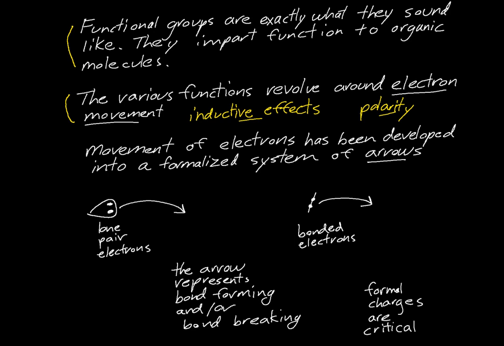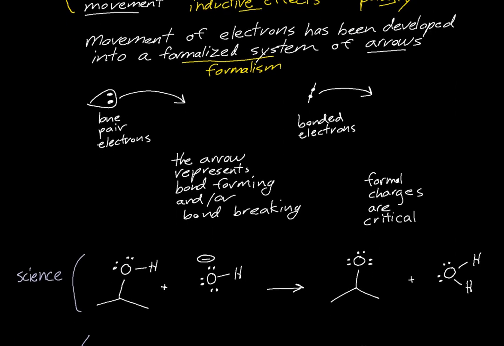The movement of electrons, which is used to predict reactivity and activity, is developed into what we call a formalized system, or formalism, of arrows, symbols as arrows. So when you have electrons moving, say a lone pair of electrons, we indicate the movement of two electrons by just a simple curved arrow.